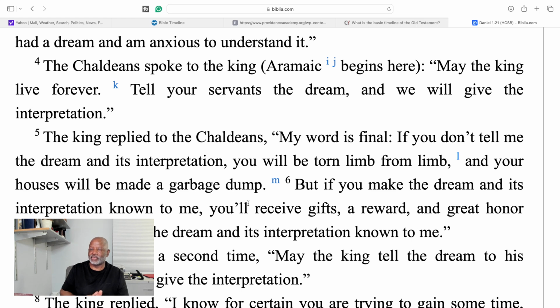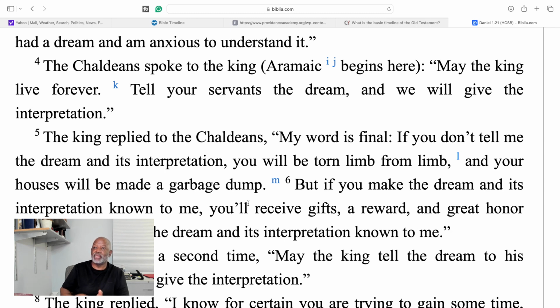Aramaic begins here. Let's have maybe a footnote to how the language was written. It probably was written into the book here. So they spoke to the king in Aramaic. He says, may the king live forever. Tell your servants the dream, and we will give the interpretation.